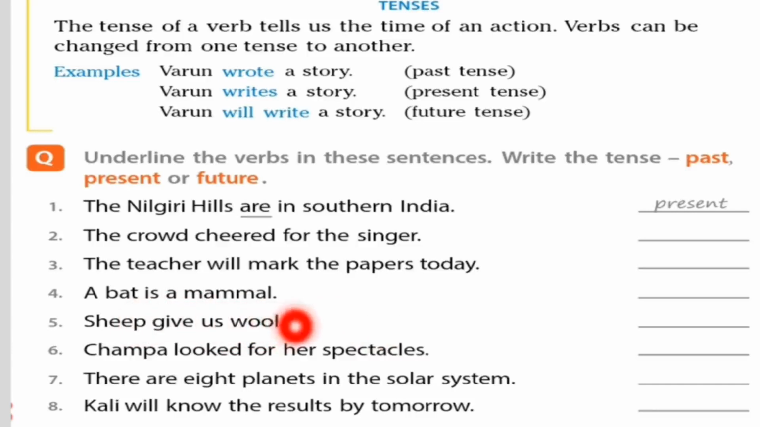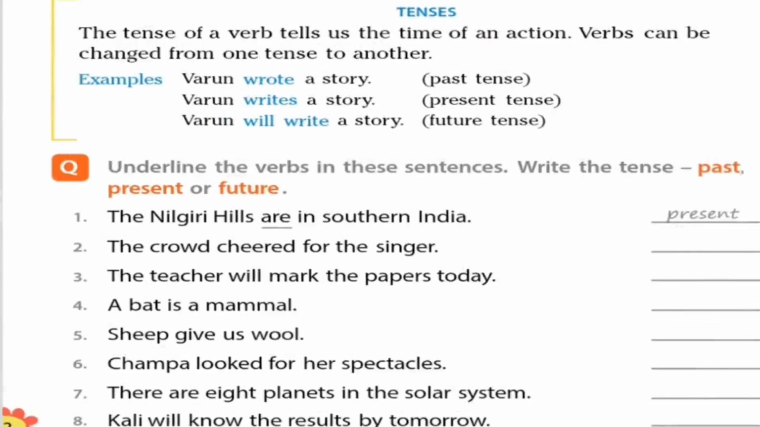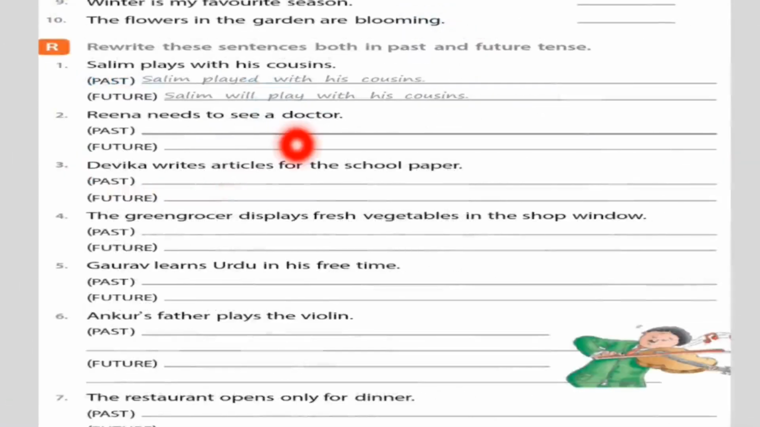Chamba looked for her spectacles. Here it is looked. Look means it's a thing of the past, so we have to write over here, past tense. Like that you can do 7 and 8, 9 and 10 also by yourself. Winter is my favorite season. The flowers in the garden are blooming, etc. You can do it yourself.